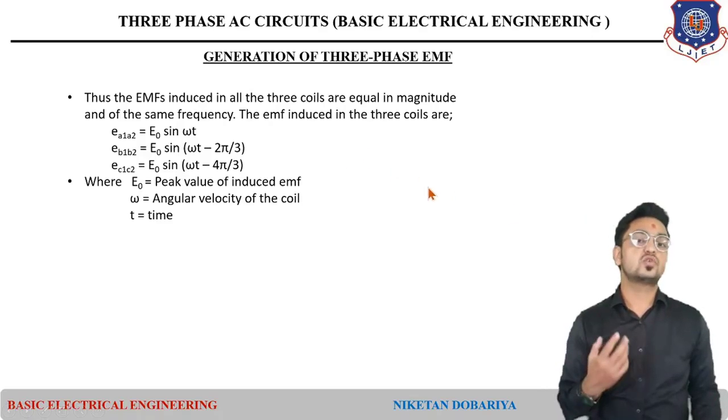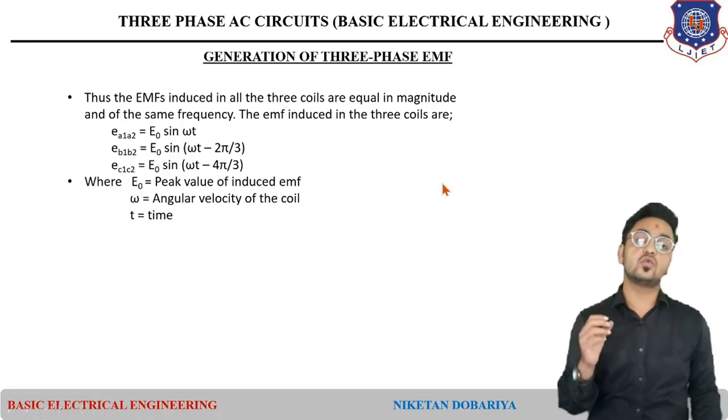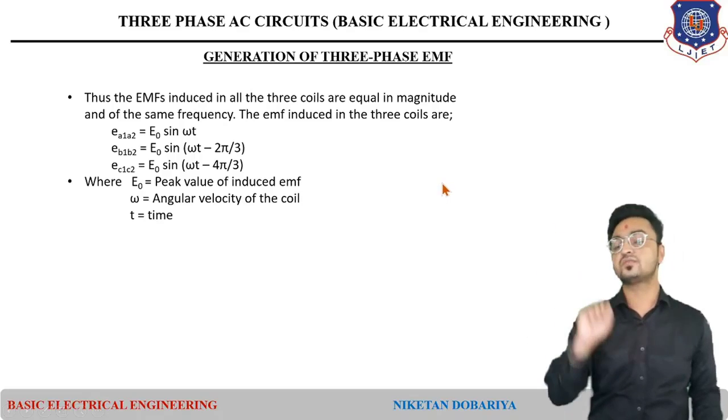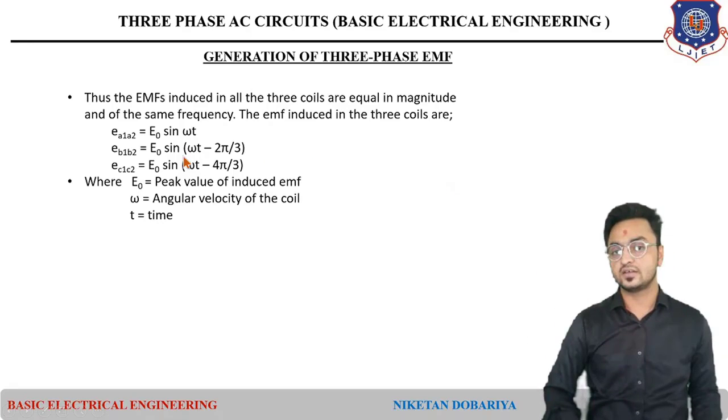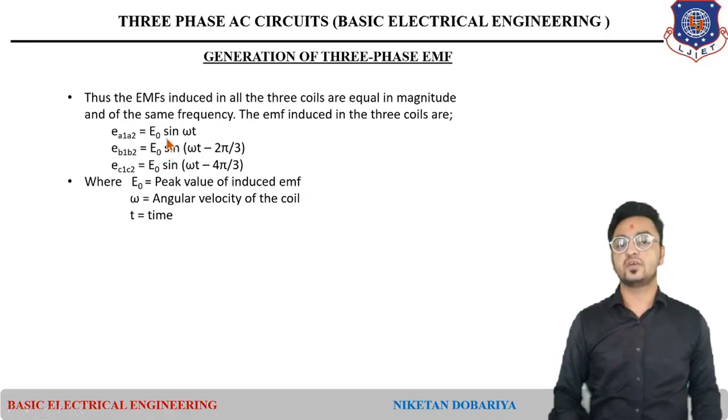Now, if we find the equations of those three voltages: as the first coil starts from 0 angle, it generates the voltage which was found in the case of the single phase AC circuit, and that was mathematically given by this equation, E naught, or you can also write EM, the maximum value, E naught sine omega t.